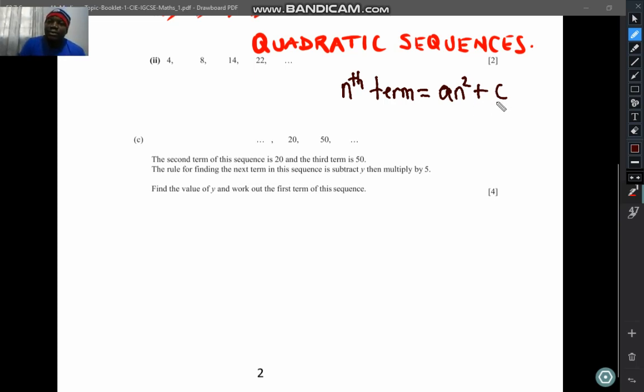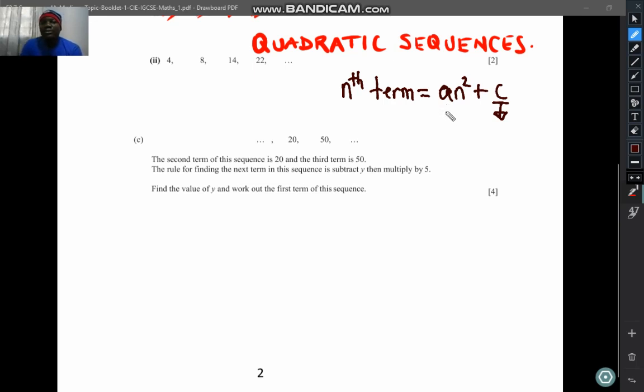And I just want to say something about this C. For a quadratic sequence, C can be a linear sequence. This C can turn out to be a linear sequence depending on what kind of quadratic sequence we've got. We also talked about how to find A. We said A is just half of the second difference.